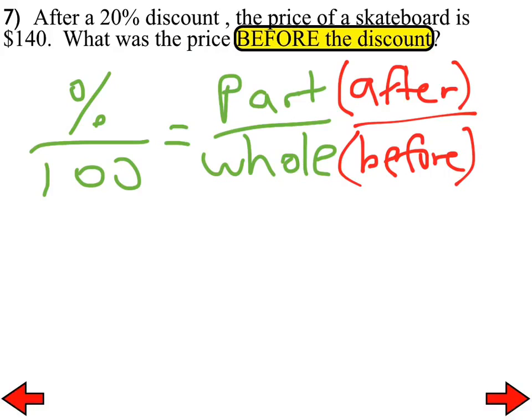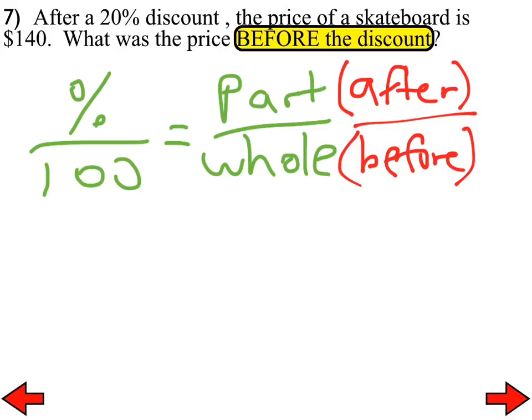And if you forget which one's the after or before, you can think of that as alphabetical order, A over B, after over before. Since this one is asking for before the discount, it says after a 20% discount, the price of a skateboard is $140. That's after all the work is already done. The price that you're paying is $140. That's what we've been solving for, but now they already told us the answer.